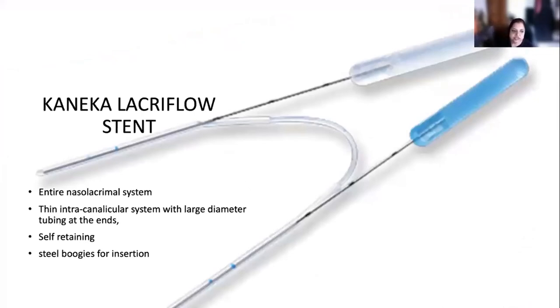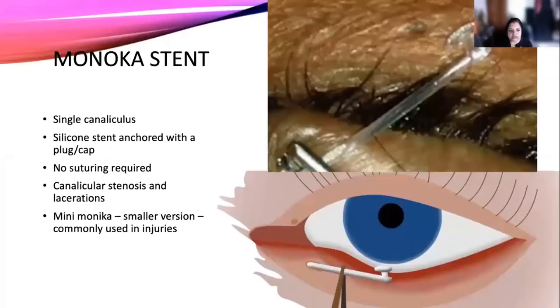The Kaneka Lacriflow stent intubates the entire lacrimal system. It has a thin intracanalicular segment with a large diameter tubing at the end, so that it is self-retaining, and it has steel bougies for insertion.